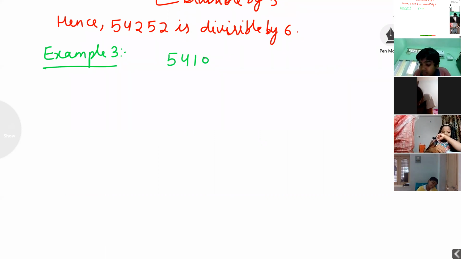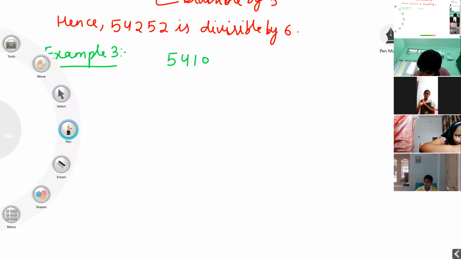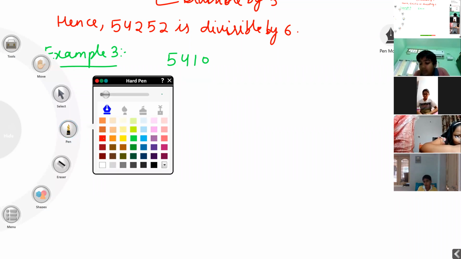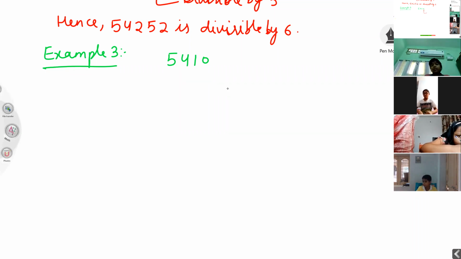5,410. I want to check whether this number is divisible by 6 or not. Firstly, I want to check whether this number is divisible by 2 or not. Yes. Why? Because 0 is present on which place? Ones place. Divisible by 2.